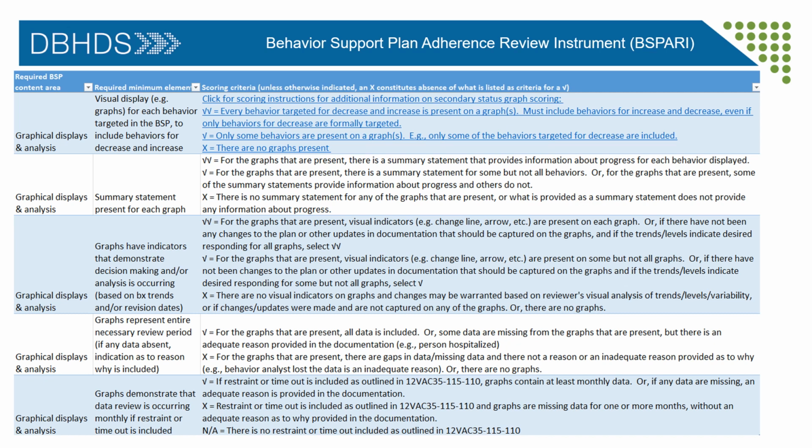The last two required minimum elements for graphical displays are as follows. Graphs represent the entire necessary review period, and if any data is absent, indication is given as to why. And graphs demonstrate the data review is occurring monthly if restraint or timeout is included. The full scoring criteria for these elements of the BSPARI are available for your review on this chart and in the BSPARI document on the Behavior Services website. The graphical displays and analysis portion of the plan must meet these criteria to be considered in compliance with this element of the practice guidelines.